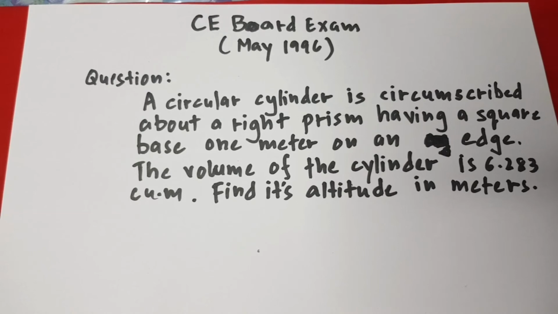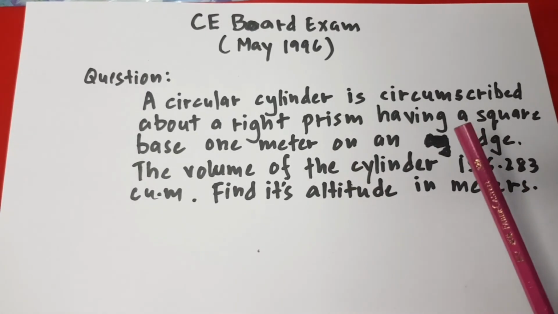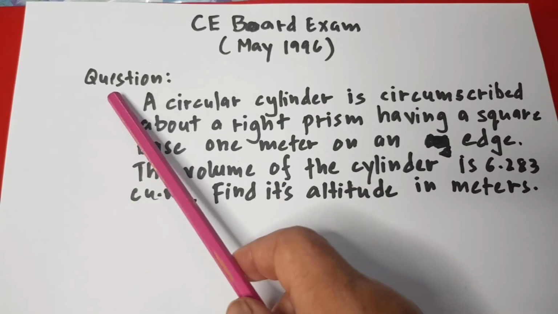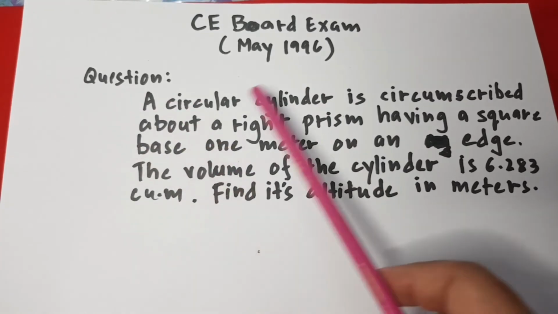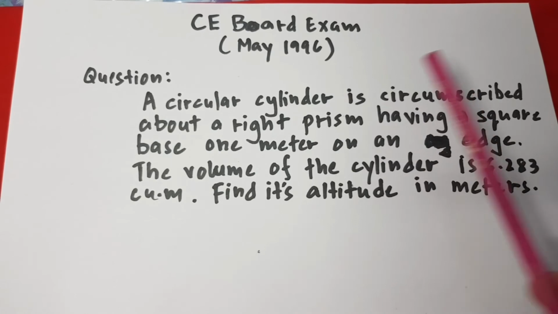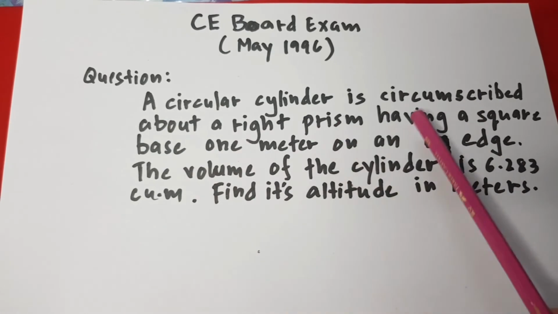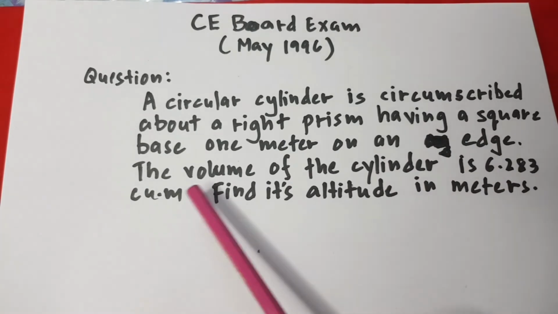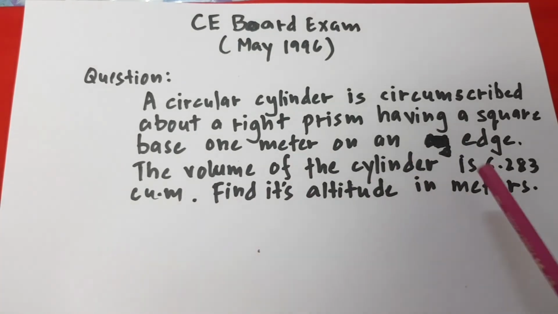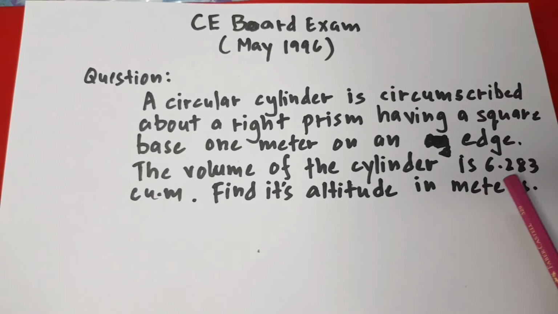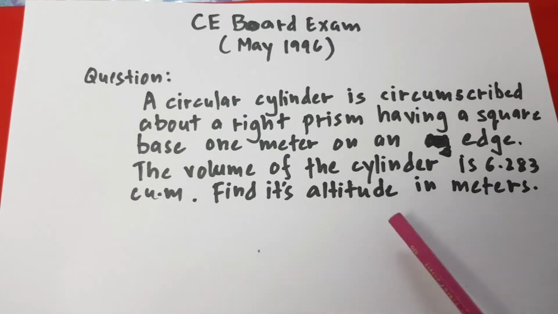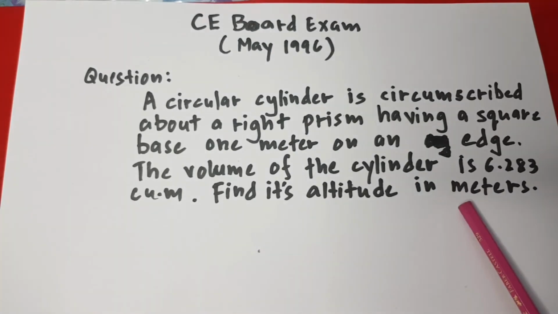Now, another CE board exam question which was given last May 1996. The question: a circular cylinder is circumscribed about a right prism having a square base 1 meter on an edge. The volume of the cylinder is 6.283 cubic meter. Find its altitude in meters.